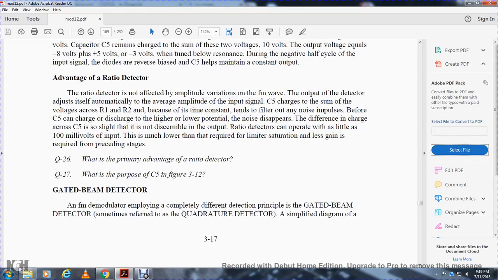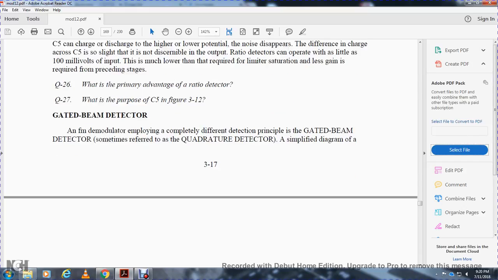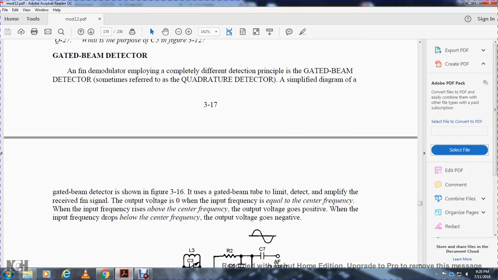Alright, the gated beam detector is a frequency modulation demodulator employing complete limiting and different detection. Gated beam detectors are sometimes referred to as quadrature detectors. A simplified diagram of a gated beam detector is shown in figure 316. Gated beam tube detector, simplified radio frequency demodulator.